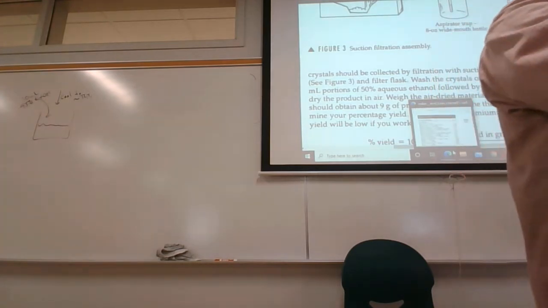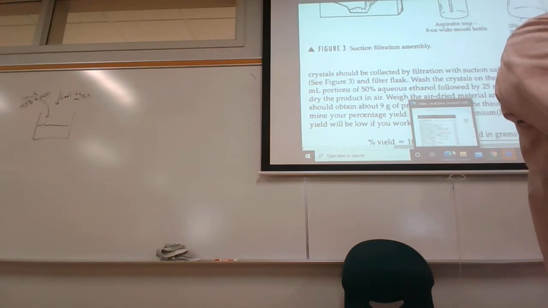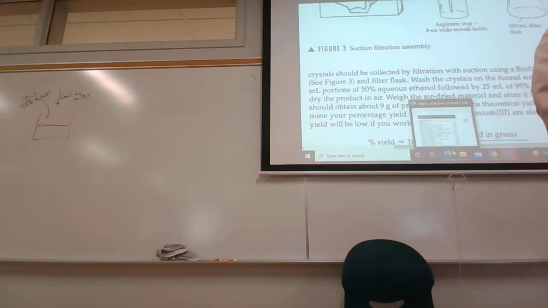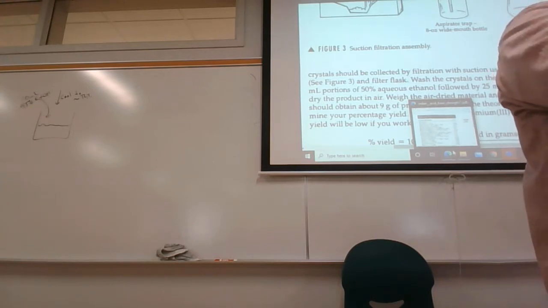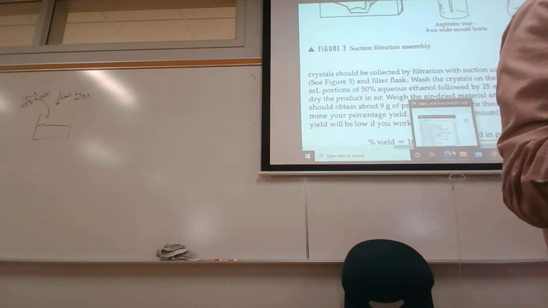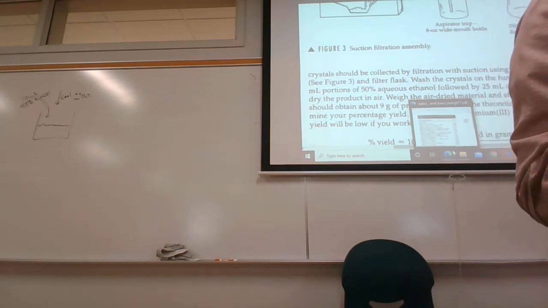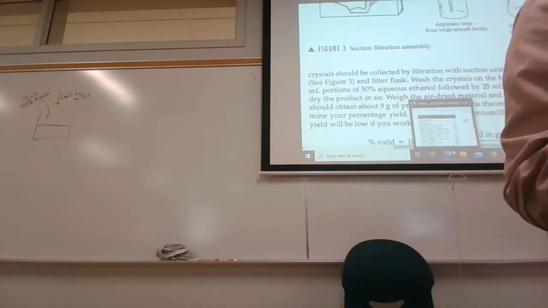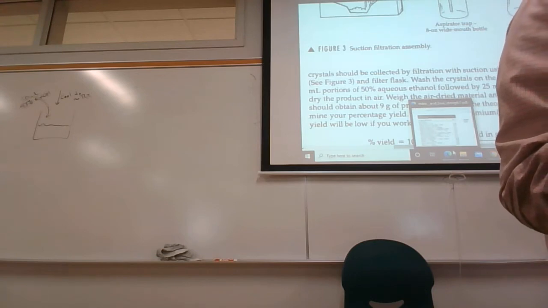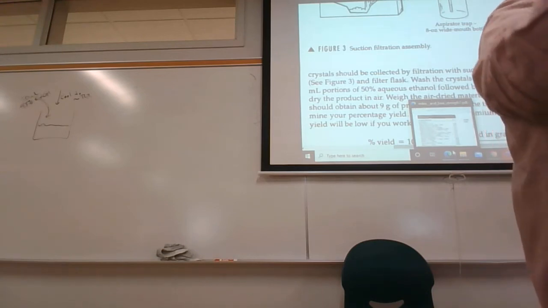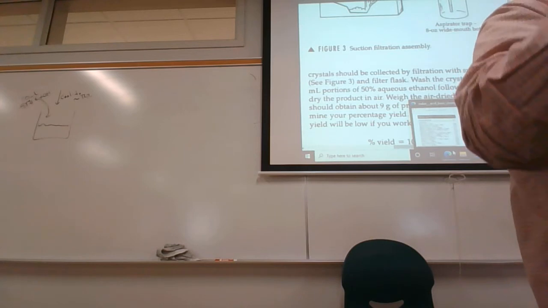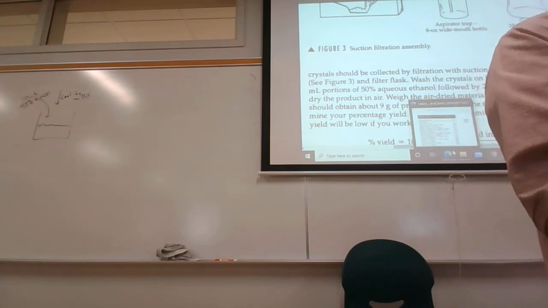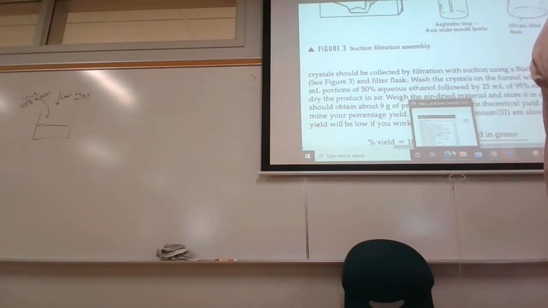This is called a filter flask. It's for vacuum. It's very thick-walled, so it can withstand a vacuum. We attach a vacuum here. The vacuum we're going to use is the house vacuum. We don't want to suck water into the house vacuum, because it'll destroy the vacuum pump. So between the filter flask and the house vacuum, we need a trap. This is the trap here.